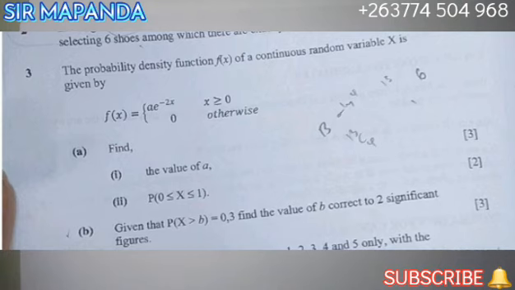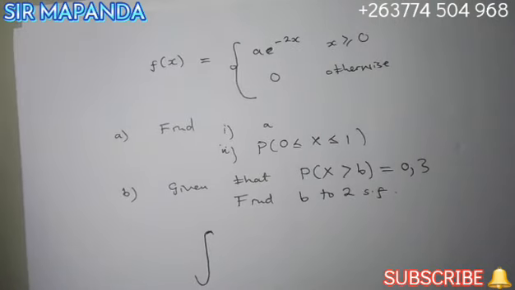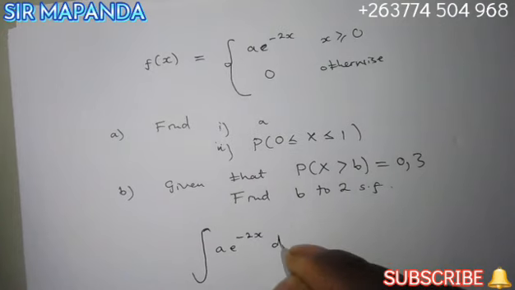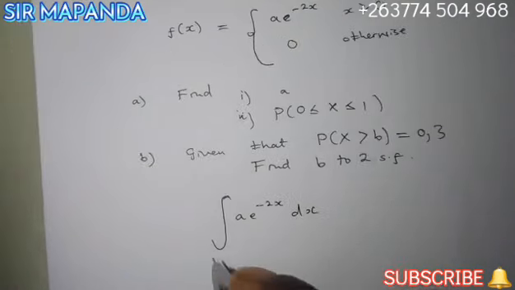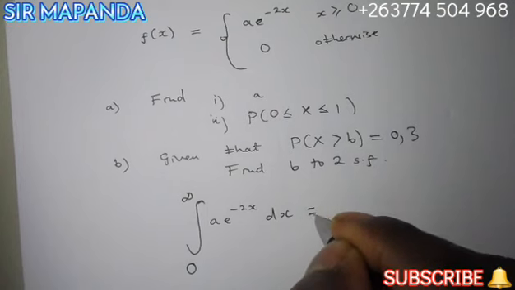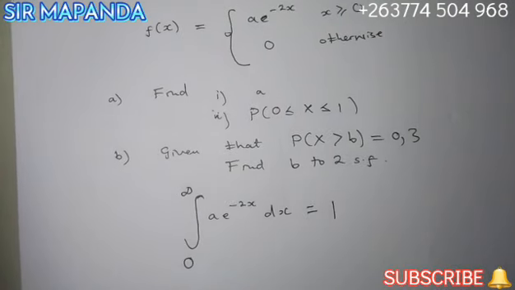So to find the value of a, you have to integrate the given function, which is a e to the power of minus 2x. Then you put dx here. So your limits are going to start from 0 up to infinity, then you equate to 1. I hope you are following.